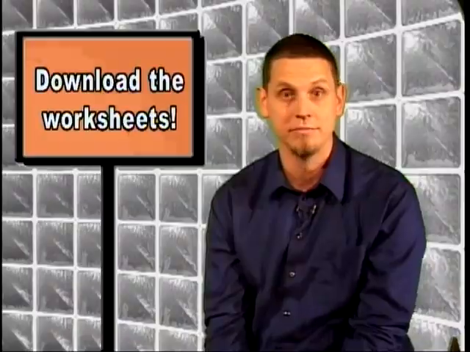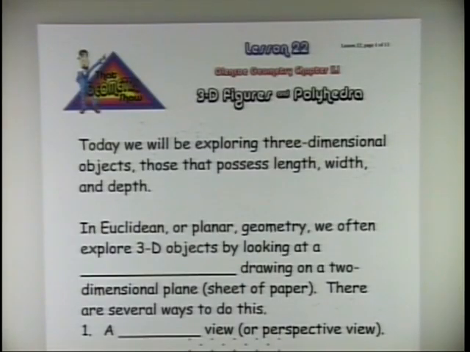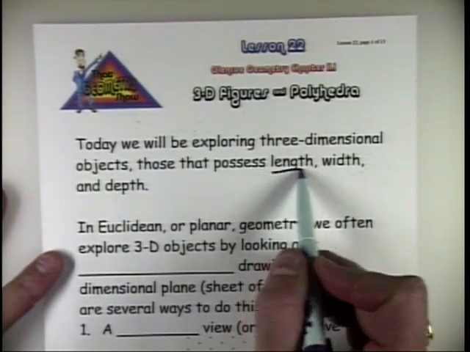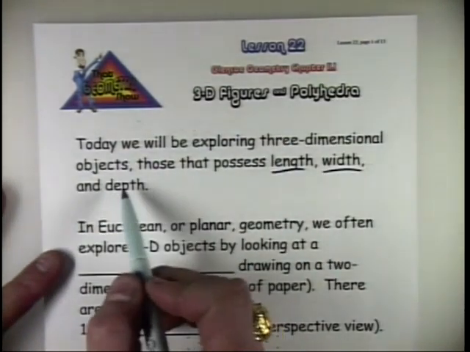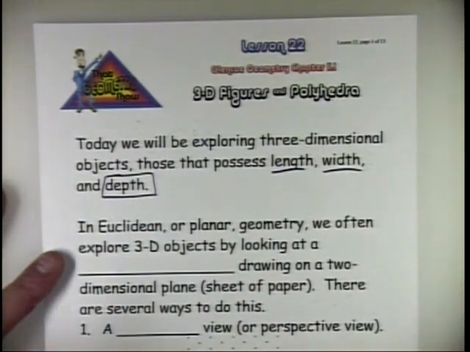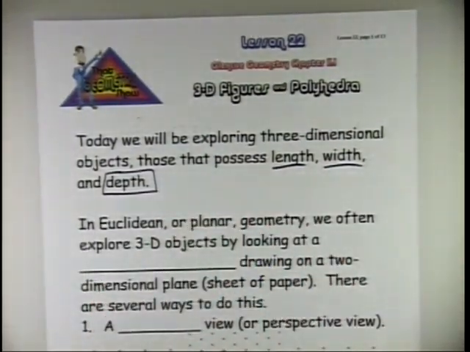All right, Lesson 22, this is going to go along with your Geometry Chapter 11.1, 3D Figures and Polyhedra. So we are going to be exploring three-dimensional shapes today. And three-dimensional shapes, the dimensions we're going to be looking at are things that have length and width, which all 2D objects do, like this sheet of paper. But now we're going to add the third dimension, depth. So we're going to be rising up out of the page here.